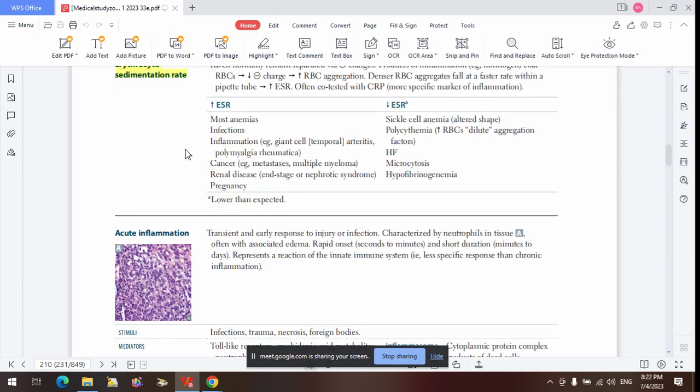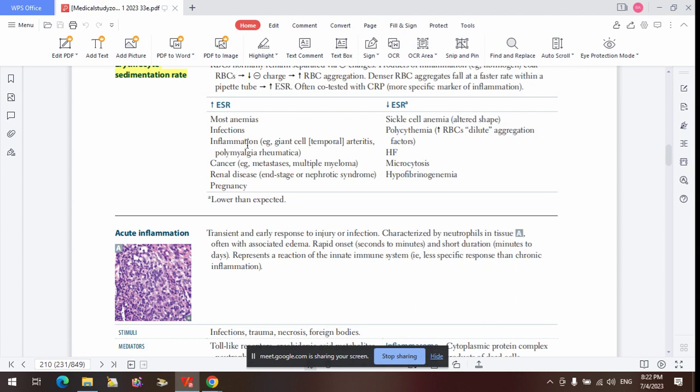So what are those things that elevate ESR? We said most anemias. So we said in anemia, relative to the fibrinogen, you have less red blood cells compared to the fibrinogen. So you have more fibrinogen to neutralize all the charges and make the red blood cells agglutinate together and fall at a higher rate, causing elevation of the ESR.